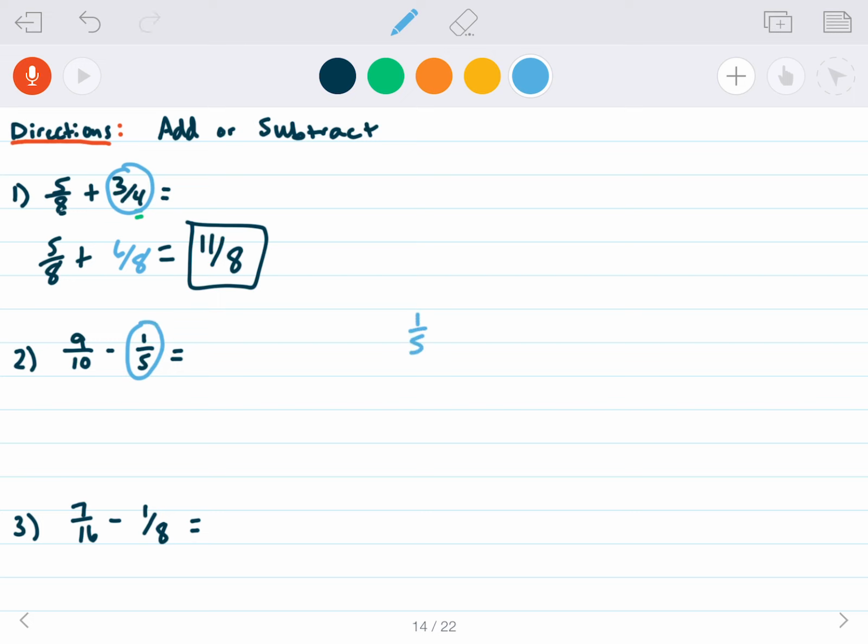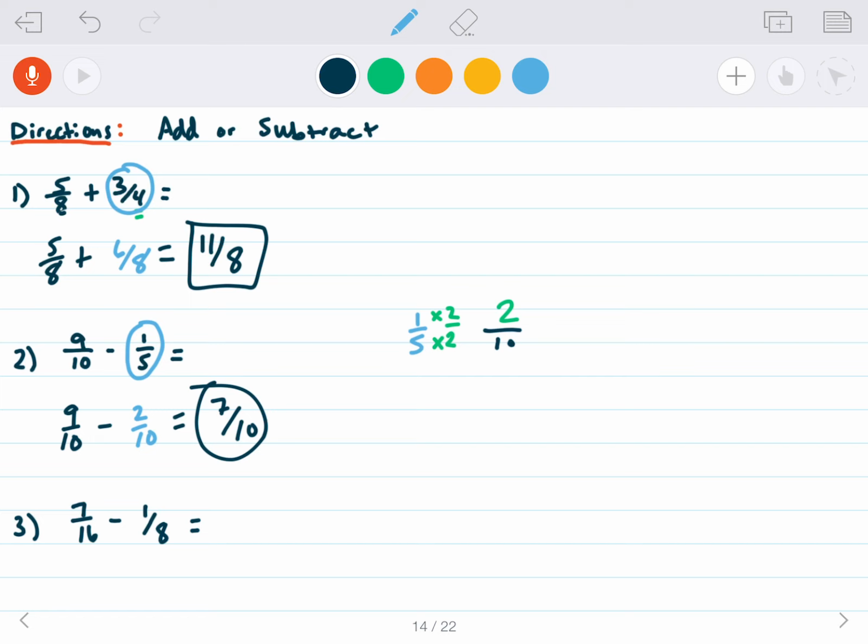So I start with 1/5, and I want a denominator of 10. So to get 10 on the bottom, I better multiply by 2 on top and bottom. So 1/5 is equivalently, it's a hard word to say, equivalently 2/10. 1/5 is 2/10. So I can replace that here. 9/10 minus 2/10 is equal to how many tenths? Well, that's going to be 7/10, and that's my answer here.